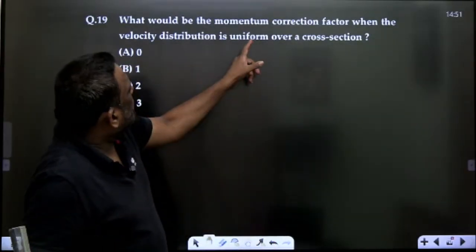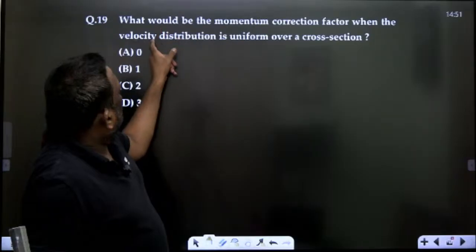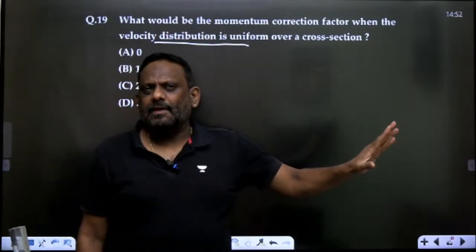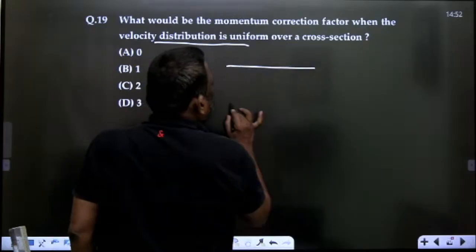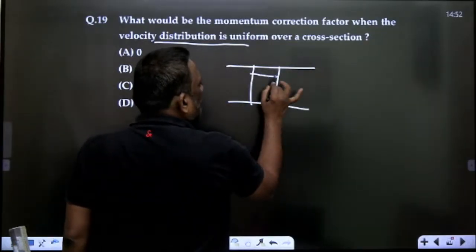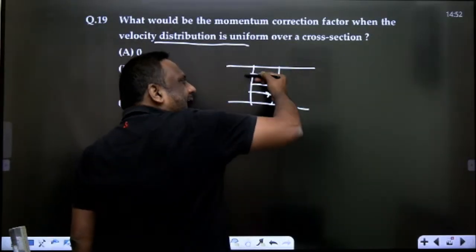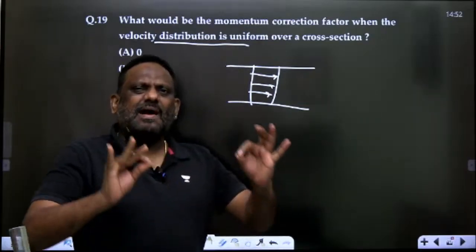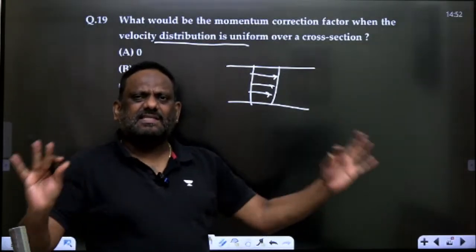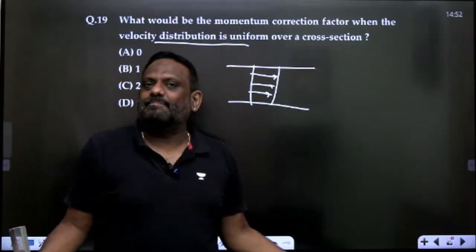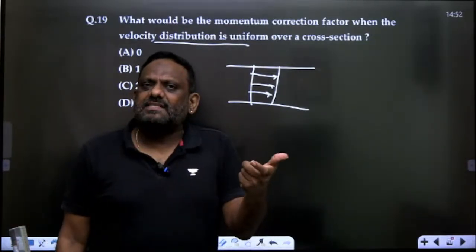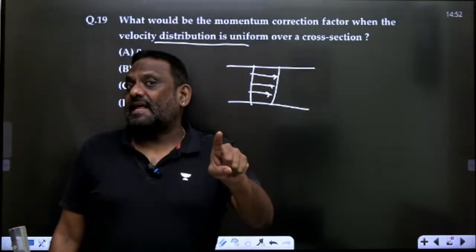Whenever the velocity distribution is uniform, it means no changes. Suppose you get 60 marks in all subjects. What is the average and actual? Same. So what correction factor is required? No correction.